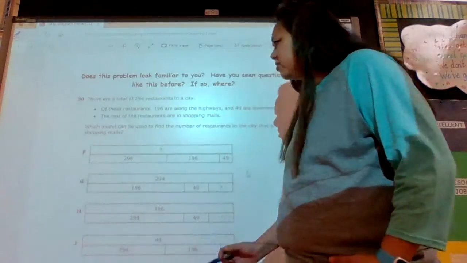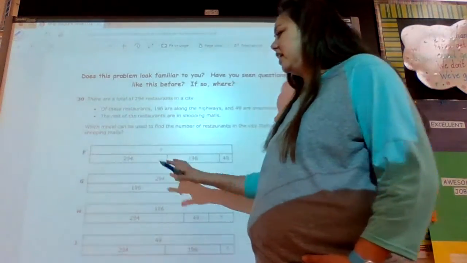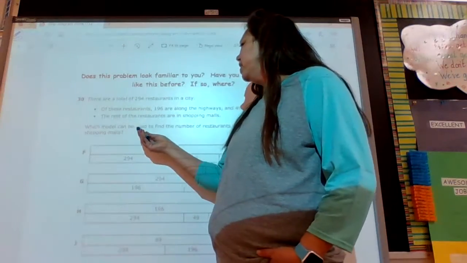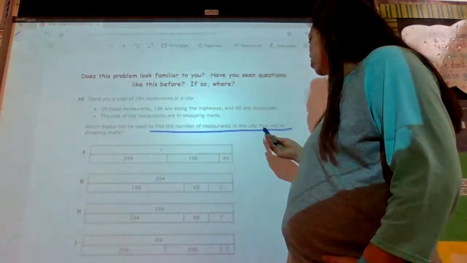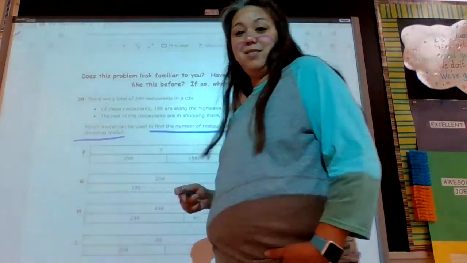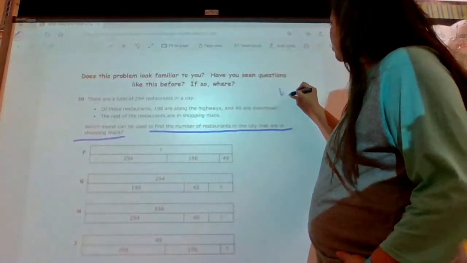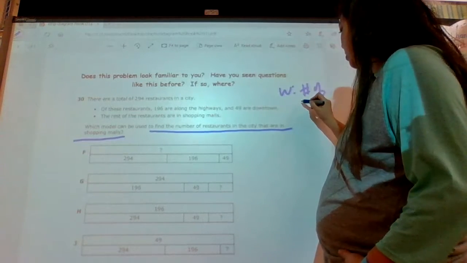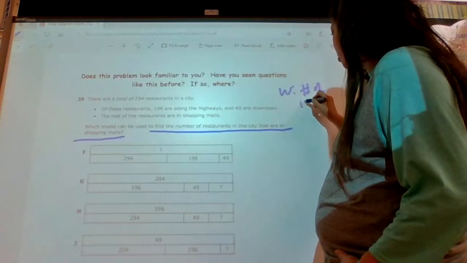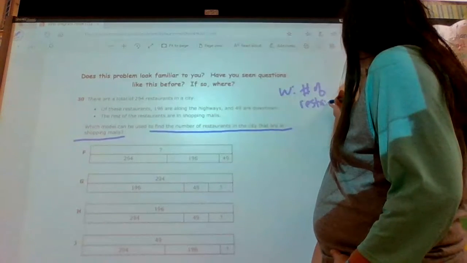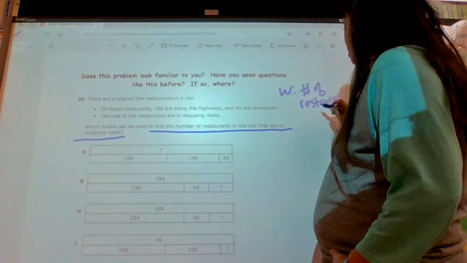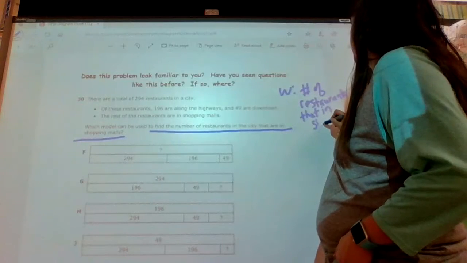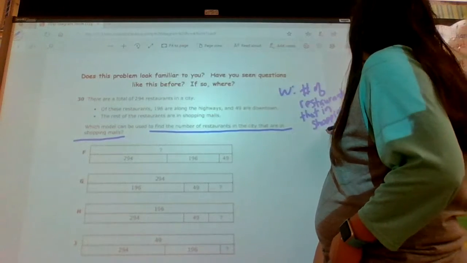The first thing we ask ourselves is really, what is the question asking? I'm not even going to look at this strip diagram. I'm going to think about this up here. What's it asking me? It wants us to find the number of restaurants that are in shopping malls. So that's my question I'm going to ask myself. Number of restaurants that are in shopping malls.